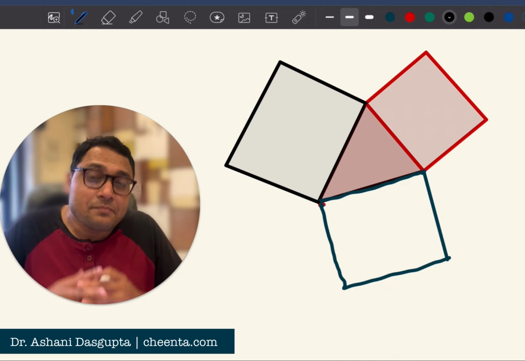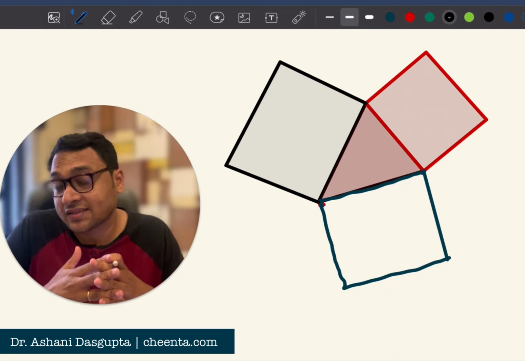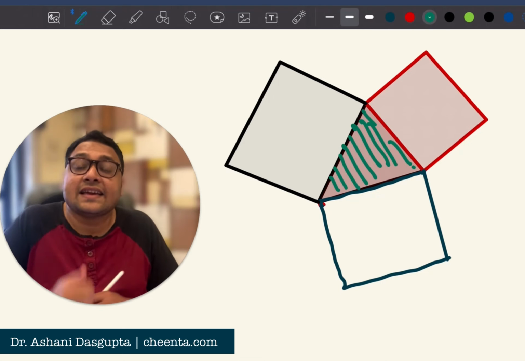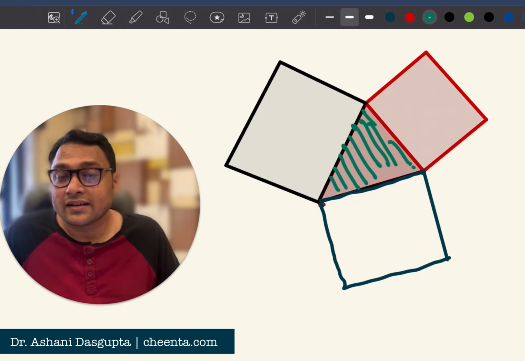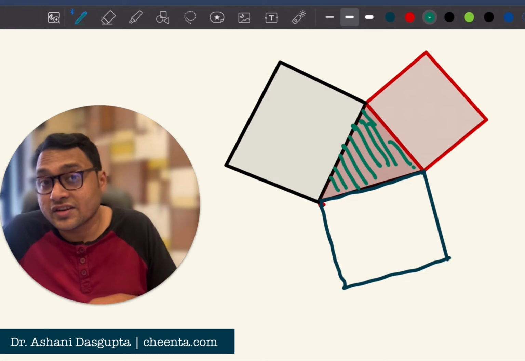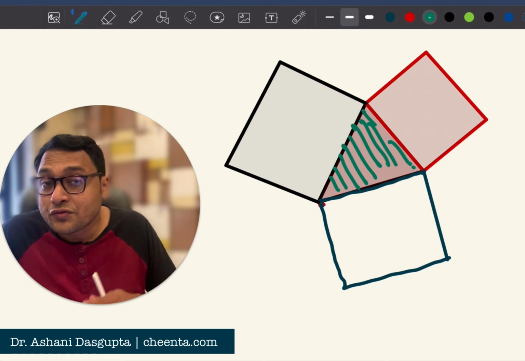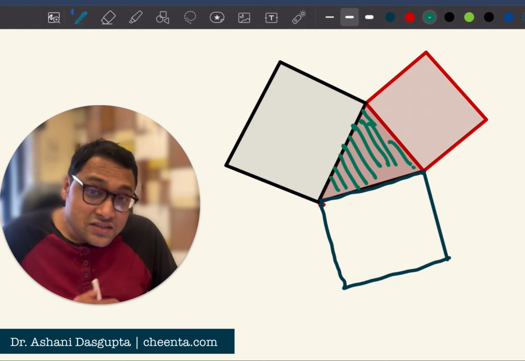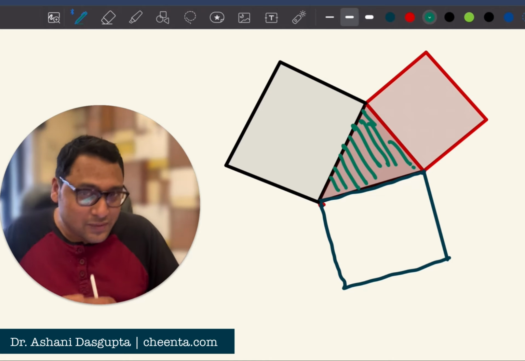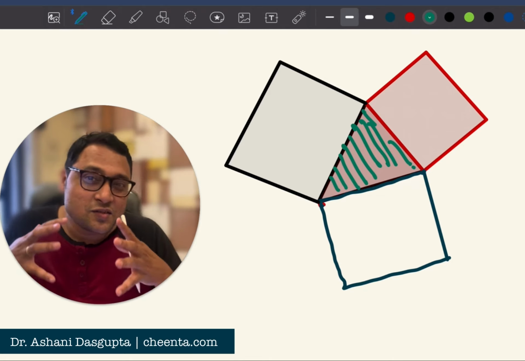And there are many beautiful properties of this. If this base triangle is a right angle triangle, you can use this configuration to prove the Pythagoras theorem. But today we will see one other property which also involves rotation.